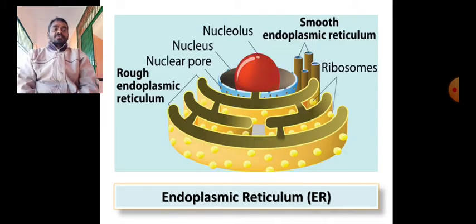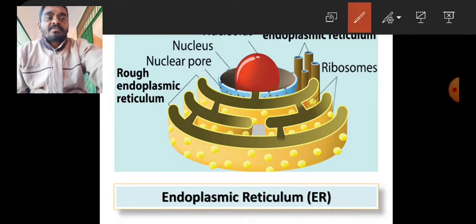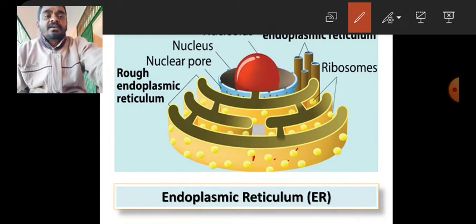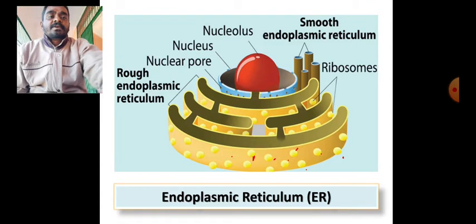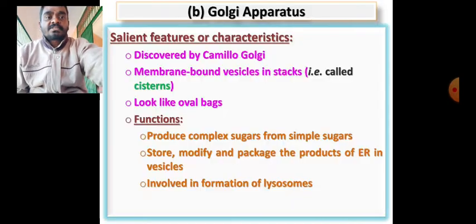Now this is the structure. You see how the smooth endoplasmic reticulum and rough endoplasmic reticulum look. These small dots found on the rough endoplasmic reticulum are called ribosomes. They are called protein factories. See, we will proceed further. What is shown in red is the nucleolus and what is shown in blue is the nucleus. So it connects the nucleus with the plasma membrane. Already in the characteristics we have discussed it.